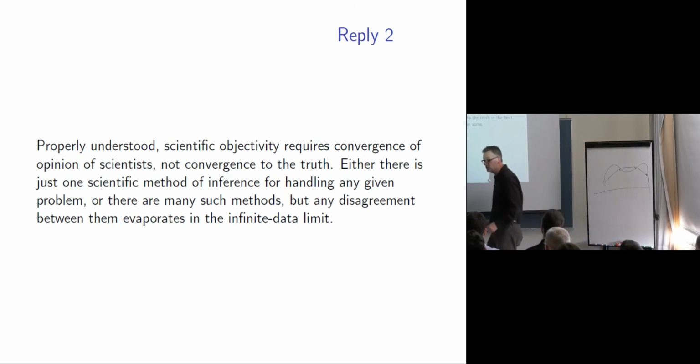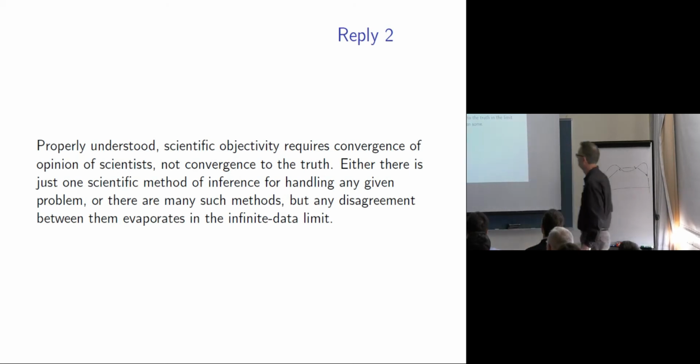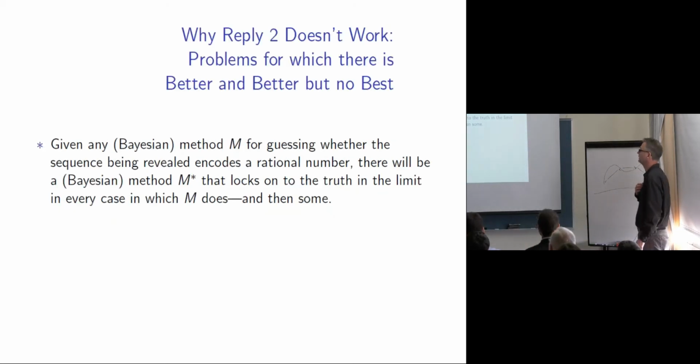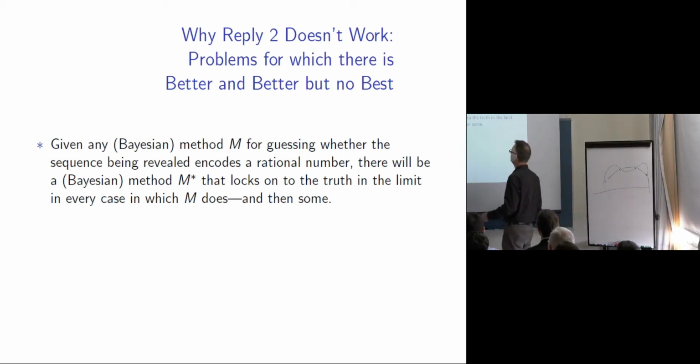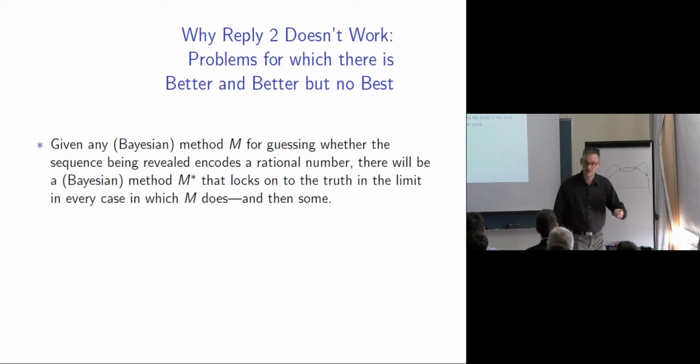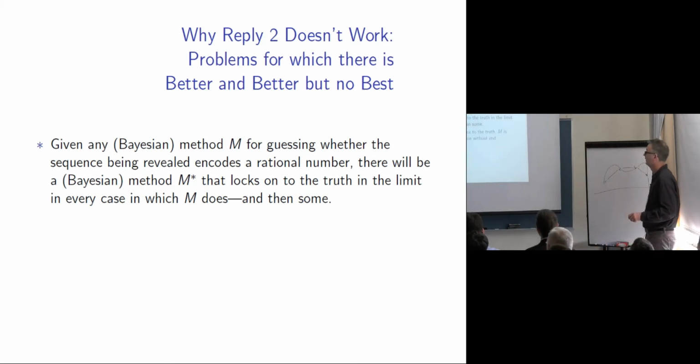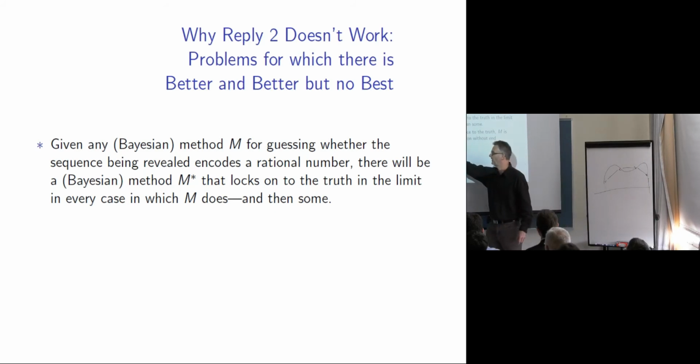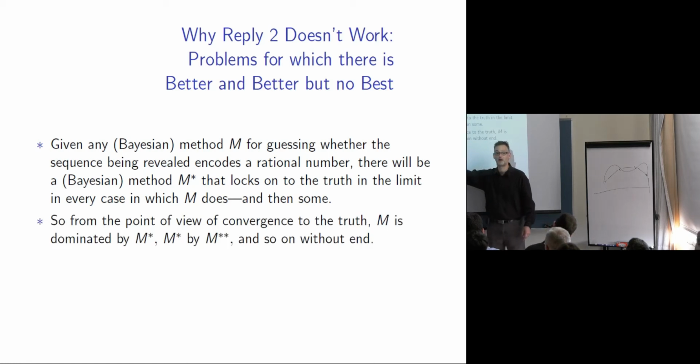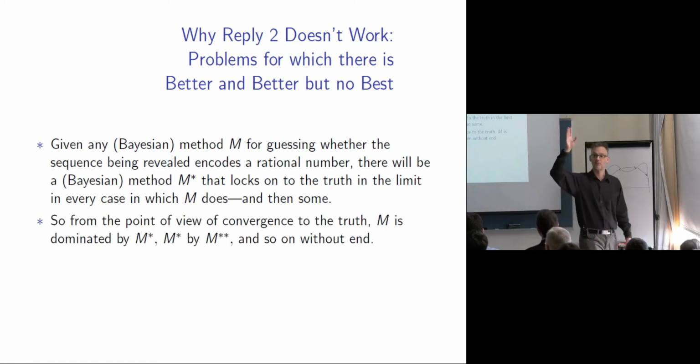OK, reply 2 also doesn't work, I believe. Given any method for guessing whether the sequence being revealed encodes a rational number, there will be a second method that locks onto the truth in the limit in every case in which the first one does, but also in some additional cases. And this is true even if we restrict attention to Bayesian methods, as some people might like to. So from the point of view of convergence to the truth, any method m is dominated by some other method m star, which is in turn dominated by m double star, and so on without end. There's a whole hierarchy of better and better methods from the point of view of convergence to the truth.